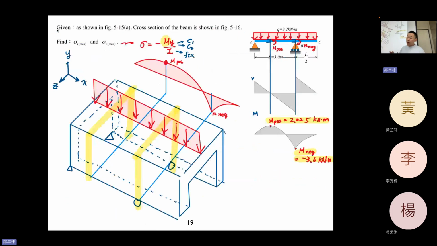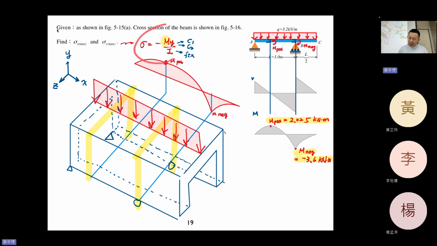What was that? Okay, the most classic examples, right? The biggest classic examples that you're going to do: in chapter 4 you get the shear and moment diagram, and then the example asks you to determine the maximum tensile and maximum compressive stress.